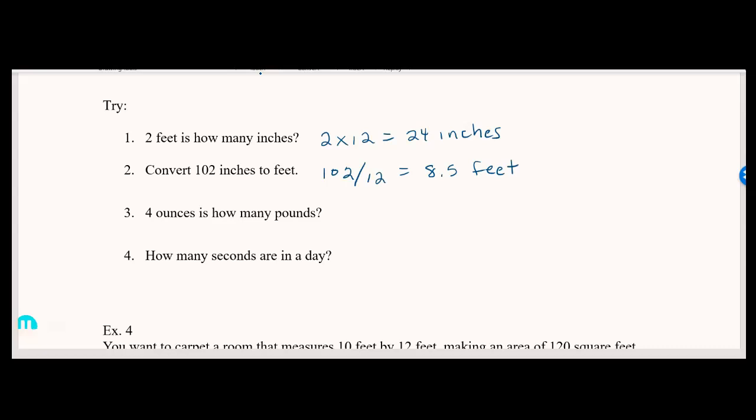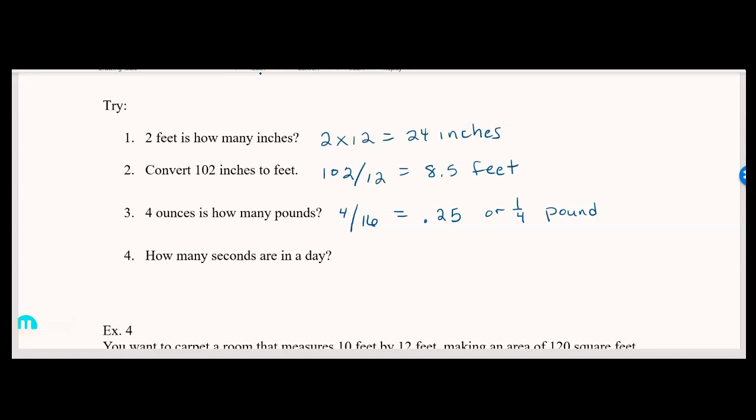Number 4, 4 ounces is how many pounds? Now, I always know that there's 16 ounces per pound. So if I have 4 ounces, I'm going to divide that by 16 ounces. And that tells me that we have, and there's 2 ways you could write this, we get 0.25, or you might know that that's also a quarter of a pound. And the last one, how many seconds are in a day?